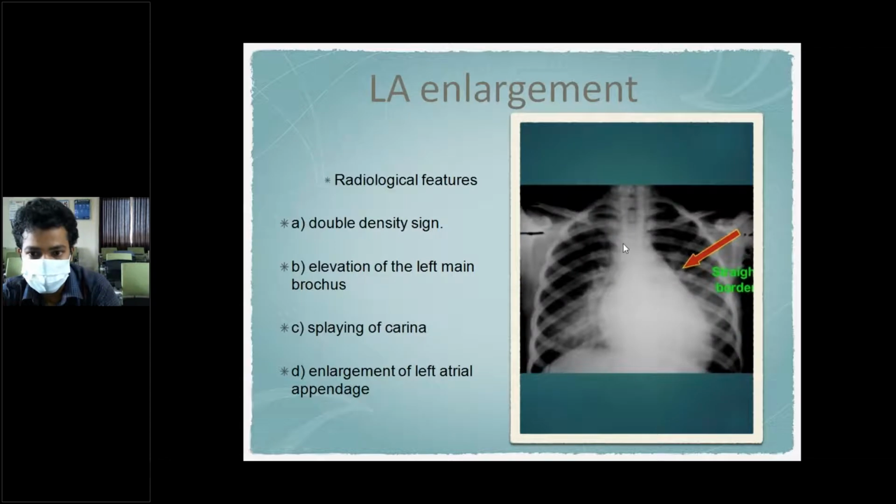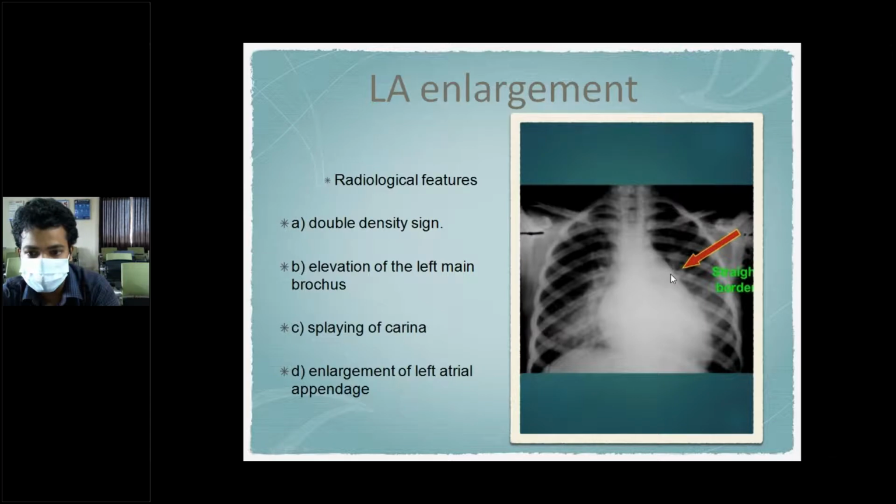Coming to the next one, left atrial enlargement. The radiological features we see on the PA chest radiograph are a double density sign, elevation of the left main bronchus, and splaying of the carina. Splaying of the carina means there will be an increase in the angle. The carina is the division of the trachea into the left and right main bronchus. This angle is increased in left atrial enlargement, and there is an enlargement of the left atrial appendage.